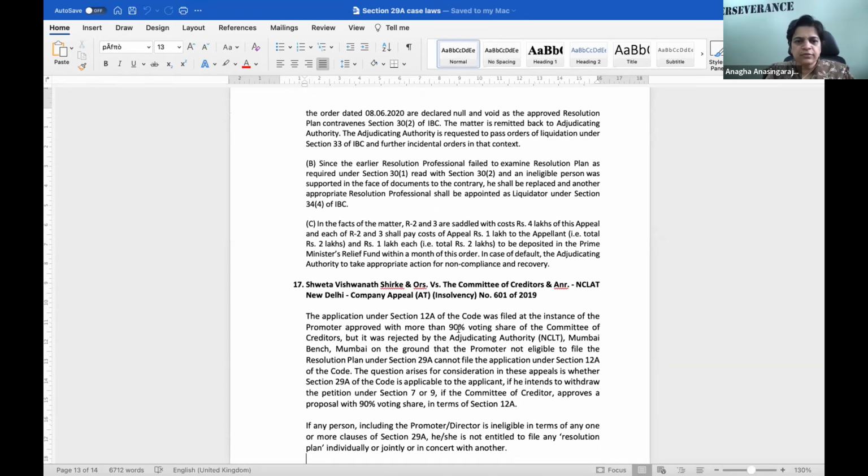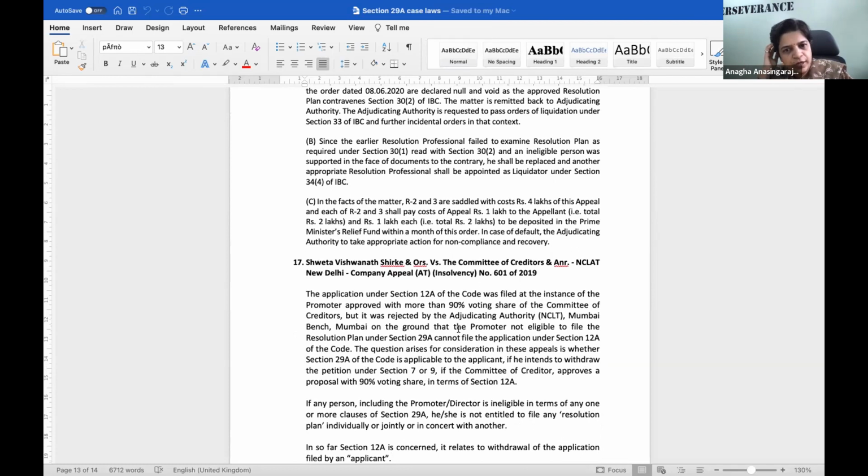Then the next case is Shweta Shirke versus Committee of Creditors, the NCLAT decision, in which the application under 12A, which is the withdrawal. That application under 12A of the Code was filed at the instance of the promoter, approved with more than 90% of the voting share of the CoC. But it was rejected by the NCLT Mumbai on the ground that the promoter was not eligible to file the plan under 29A, and hence he cannot file a withdrawal application under 12A.